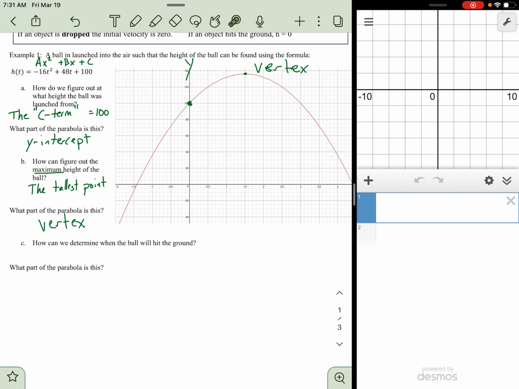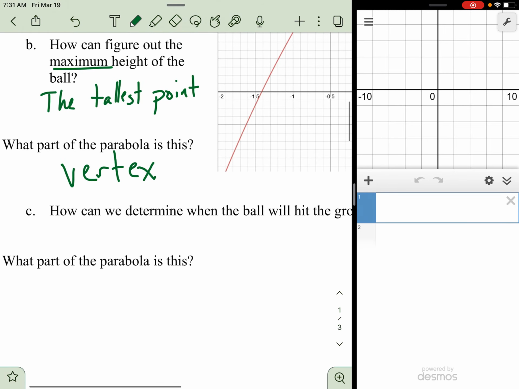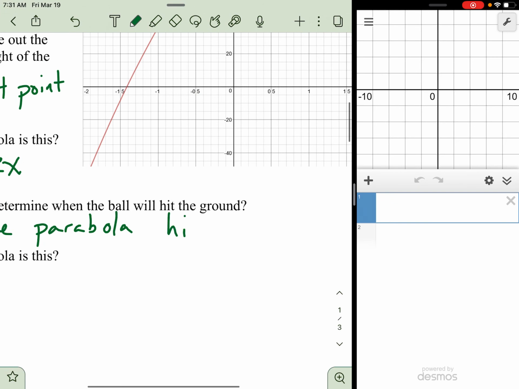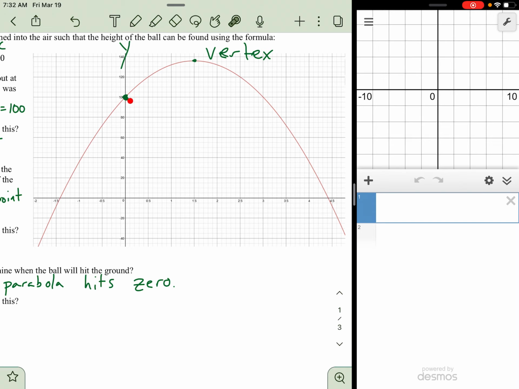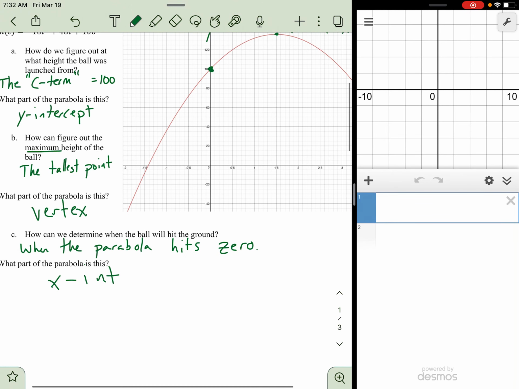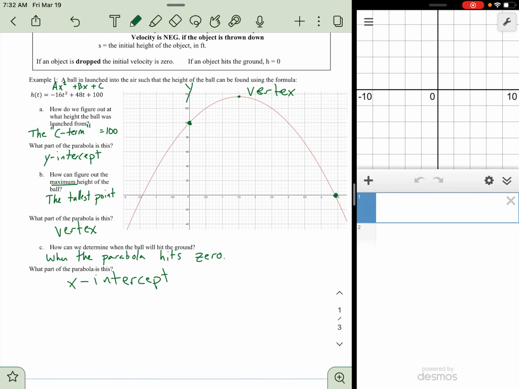And then how can we determine when the ball hit the ground? Well, if we assume that the ground is at 0, then we would say when the parabola hits 0. And what part of the parabola is that? When the parabola hits 0, the ball goes up in the air and then comes back down, that would be over here, which is what we call the x-intercept. So when modeling, you're really looking for the x and y intercepts and the vertex, and that tells you a lot of information about projectiles.